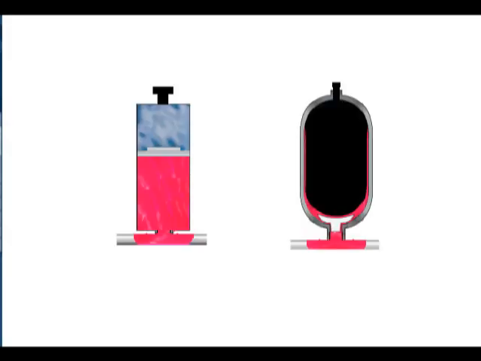Accumulators are devices that store energy in the form of fluid under pressure. Because of their ability to store excess energy and release it when needed, accumulators are useful tools for improving hydraulic efficiency. Industrial hydraulic accumulators are typically classified as hydropneumatic. This type of accumulator applies a force to a liquid by using compressed gas. The two most common types of hydropneumatic accumulators are the bladder-type accumulator and the piston accumulator.